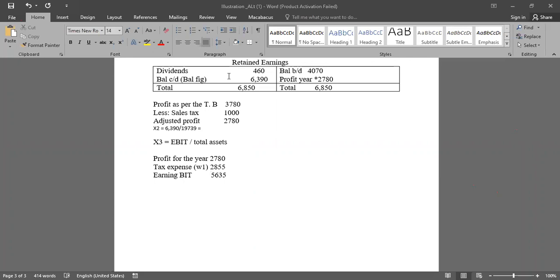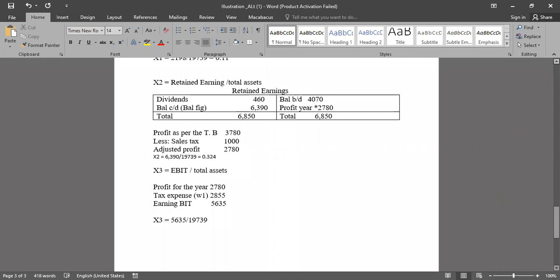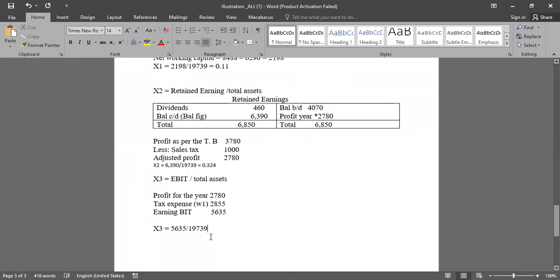Yes, okay, good, 0.324. So this is the answer. Now we get the final X3. X3 is equal to earnings before interest and tax, which is 5,635, divided by total assets, which we got as 19,739. Not mistaken. To be sure, yes, 19,739. What do you get here as your answer? Give me the answer, and you can go to X4.